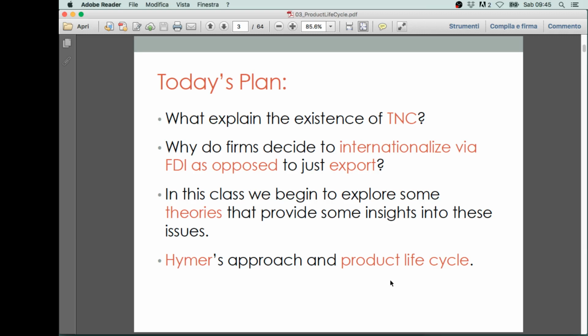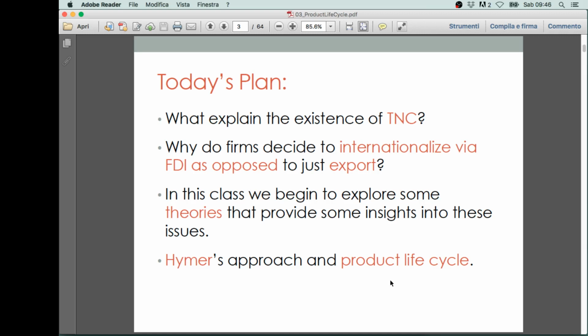As I was saying, we'll start by asking our main question, which is what explains the existence of transnational companies. So what is it that makes a company willing to become a multinational company? That is to say, to undertake foreign direct investments.